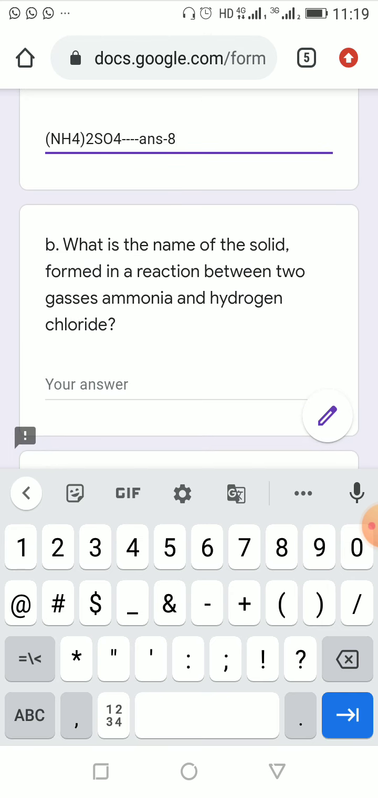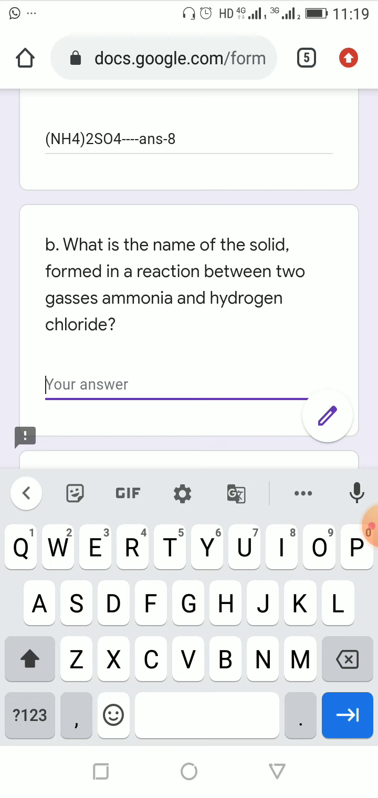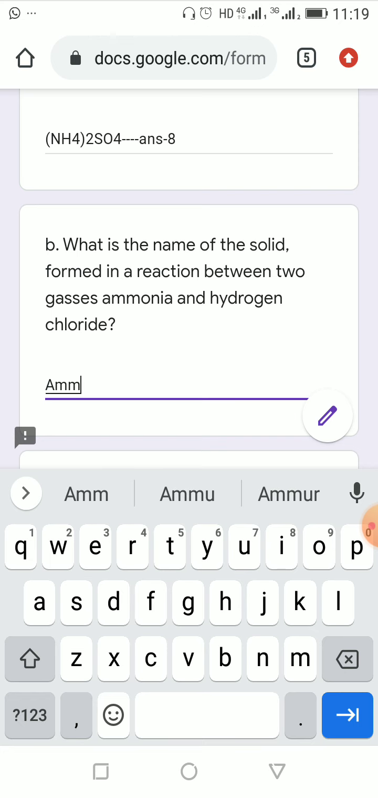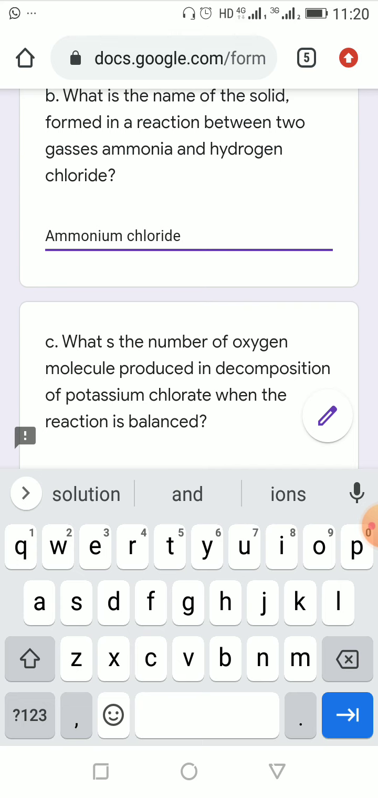Next, what is the name of the solid formed in a reaction between two gases, ammonia and hydrogen chloride? Okay, so ammonia and hydrogen chloride in gaseous form, when they will react, we will get a solid, that is ammonium chloride. Ammonium chloride will be the name of the solid. You can write the formula also, both are correct. Anyone can be accepted.